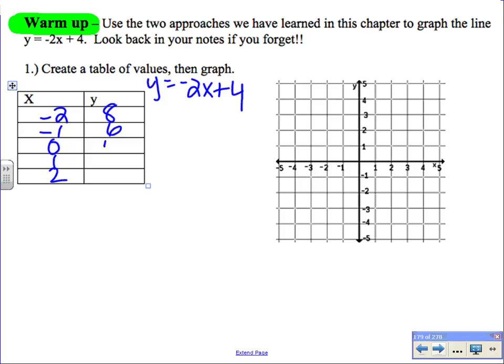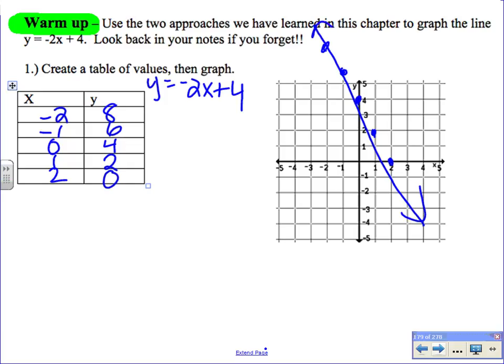So negative 2, 8. It's going to be off the board, but that's okay. Somewhere up there. Negative 1, 6. 0, 4. 1, 2. 2, 0. Okay. Should look almost like that, except yours goes through all your dots, because you guys are better artists than me.